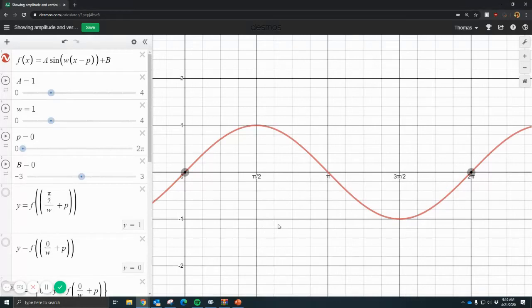Okay, let's look at some of the transformations of a trig function. And these transformations are the same kinds of transformations that you would see for any kind of function. What I have graphed here is just y equals the sine of x. And if you look in this expression window here, I have f of x is equal to A, capital A, times the sine of omega, this w, I'm going to call it omega, times x minus p, and then a plus B at the end.